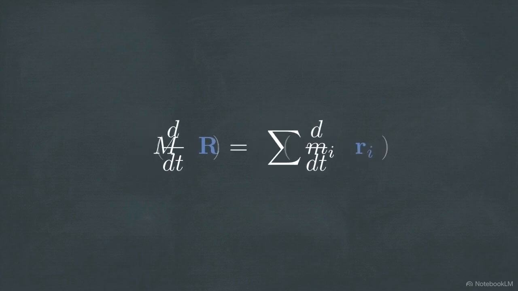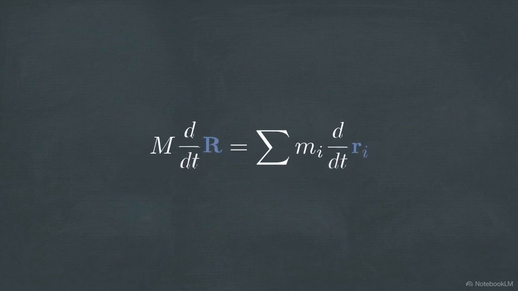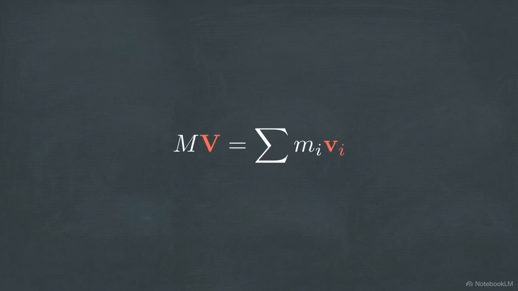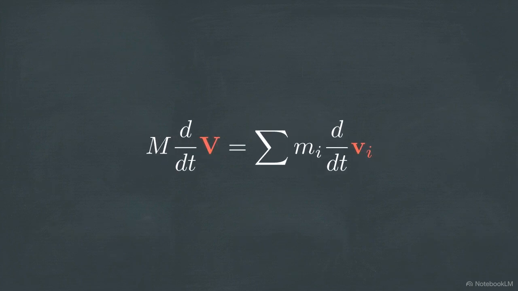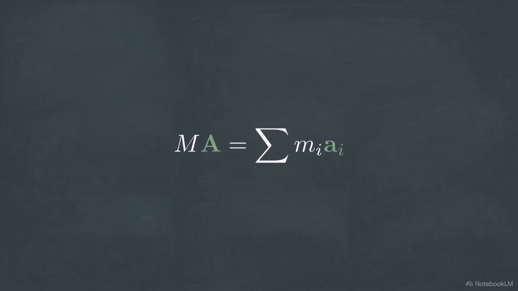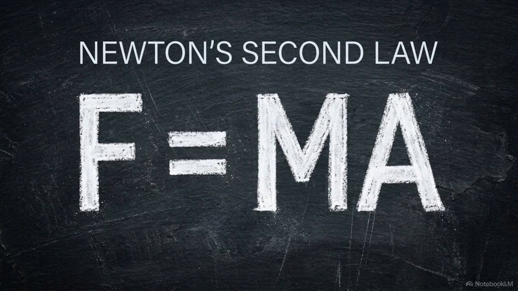Differentiating both sides with respect to time gives us the rate of change. The position vectors for the particles and the center of mass mathematically transform into velocity vectors. Differentiating a second time yields acceleration. The velocity of the center of mass, v, becomes acceleration a, and the particle velocities become individual accelerations. Through calculus, we have linked the geometric center of mass directly to the dynamic acceleration of the entire extended body.